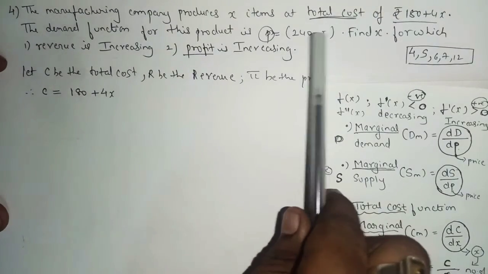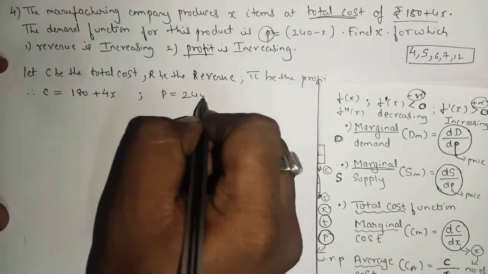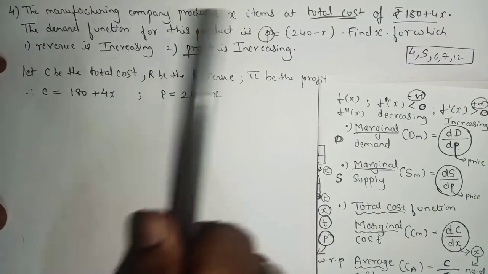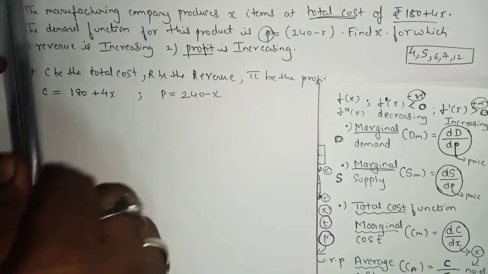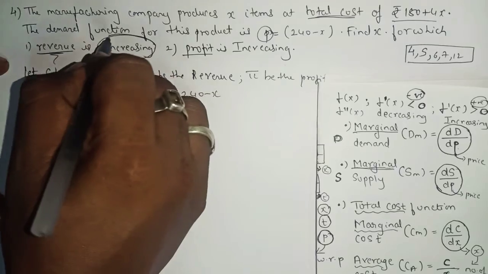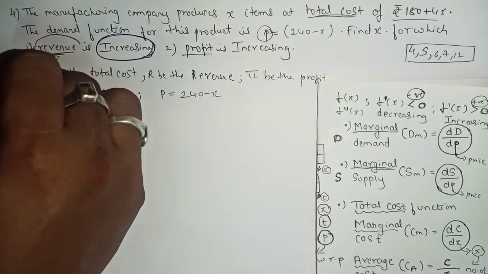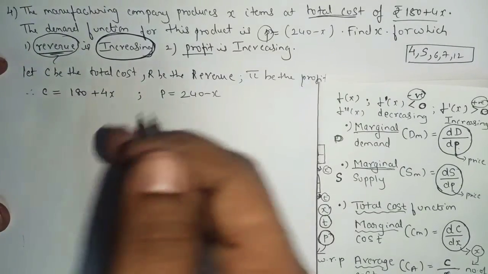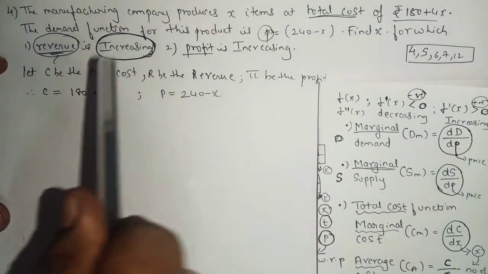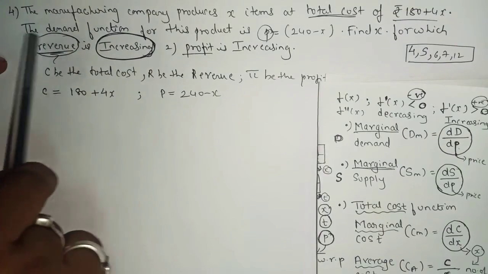Now, we have the P also. What is P, price? It is 240 minus X. Then you have to find the value of X for which, first, the revenue is increasing. Whenever it says increasing or decreasing, first you have to find the derivative of that part. If it says price is increasing, first you'll find the derivative of price. If it says cost is increasing, first you'll find the derivative of cost. As here it says revenue is increasing, first you'll find the derivative of revenue.